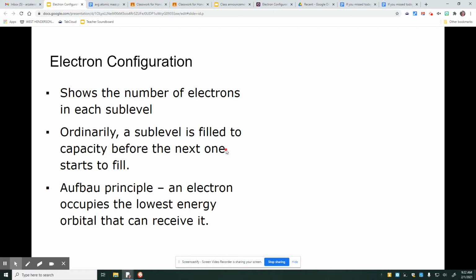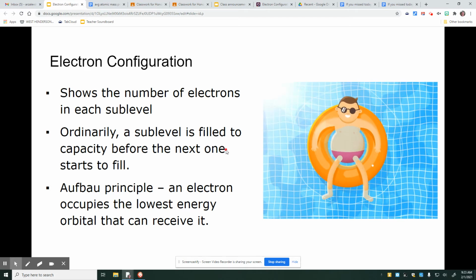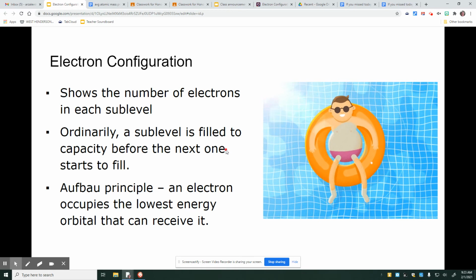Now, which one is going to fill first? Well, I've kind of already alluded to that. And this is actually a pretty important principle for us, the Aufbau principle. The Aufbau principle says that an electron occupies the lowest energy orbital that can receive it. What that means is electrons are lazy, and they don't want to have to exert any more energy than absolutely necessary. So they're going to fill the lowest energy orbitals first before they fill any that are higher. So, those lazy electrons. All right.